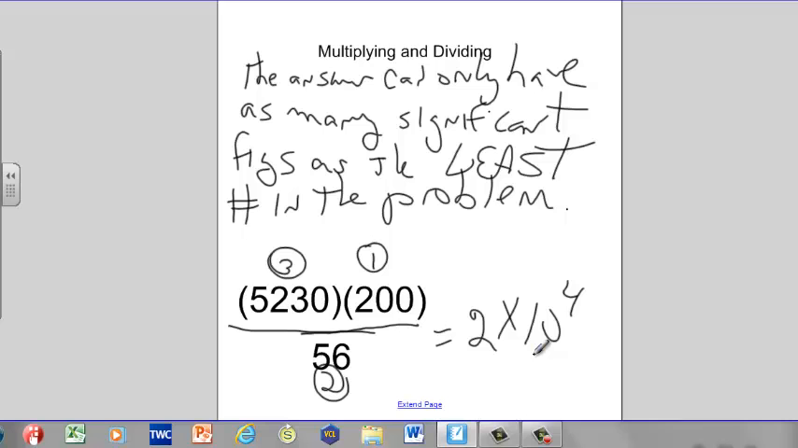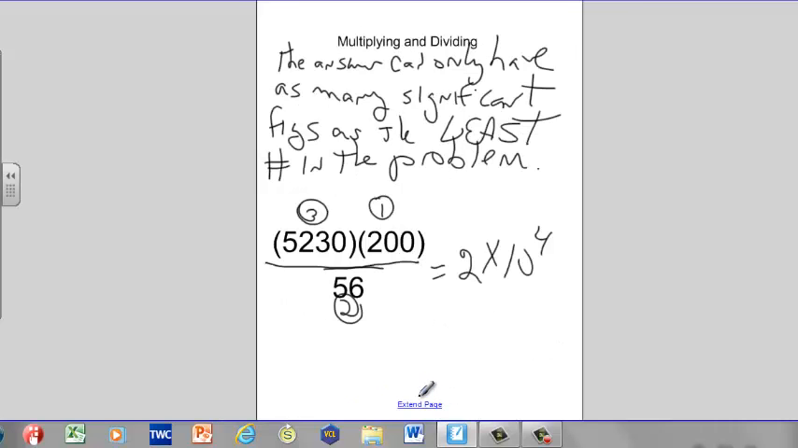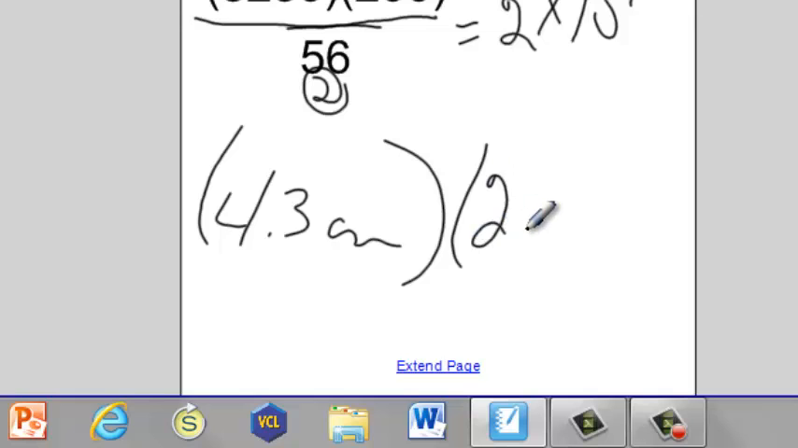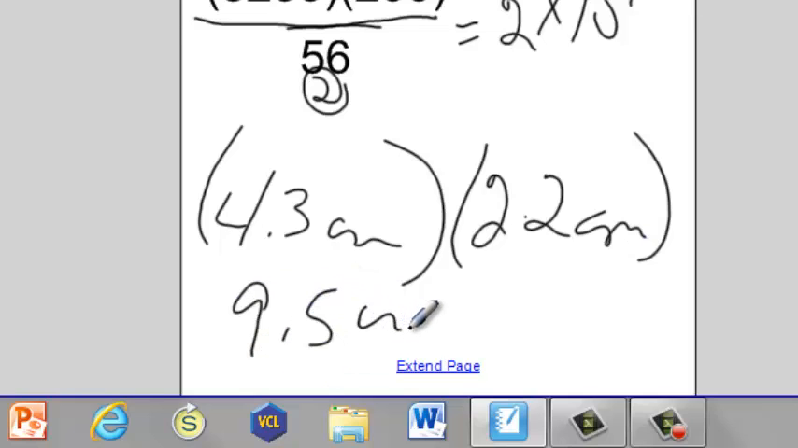Of course, you have to take into account units also. So if I had something like 4.3 centimeters times 2.2 centimeters, 4.3 times 2.2 is 9.5, and my unit would be centimeters squared. Yes, the calculator gives you 9.46, but there are only two significant figures here and 2 significant figures here, so there's only 2 significant figures in the answer.